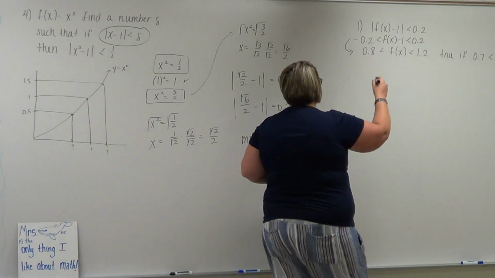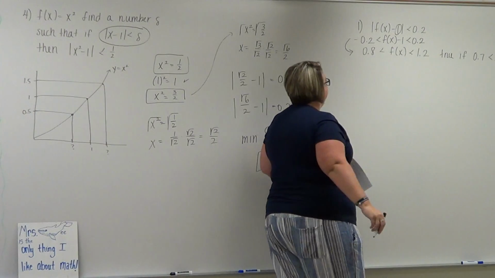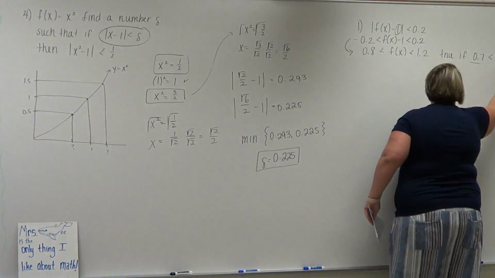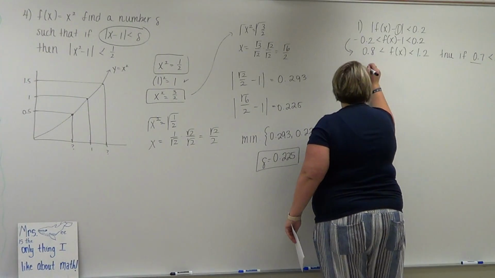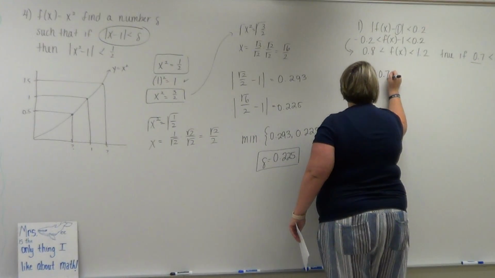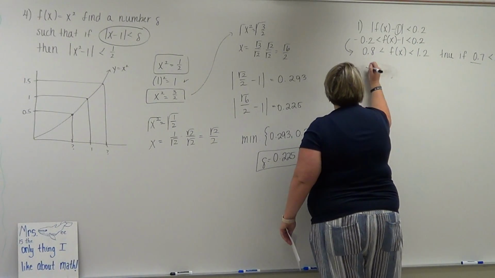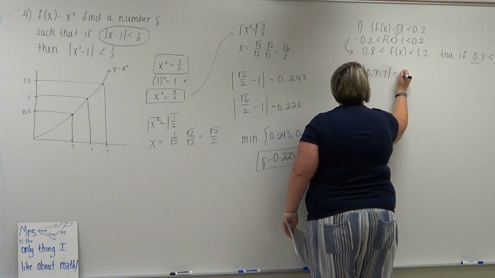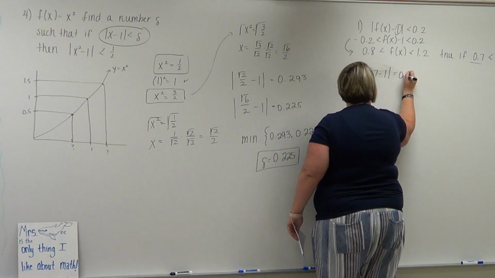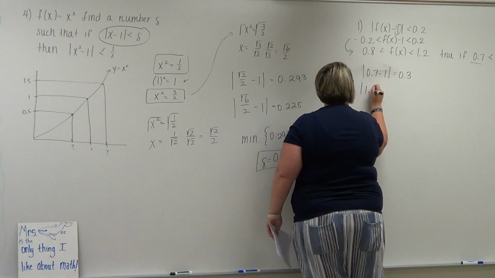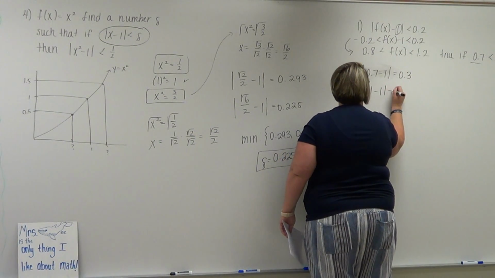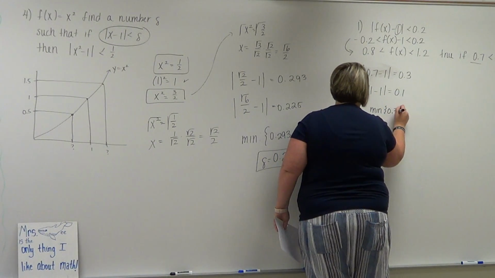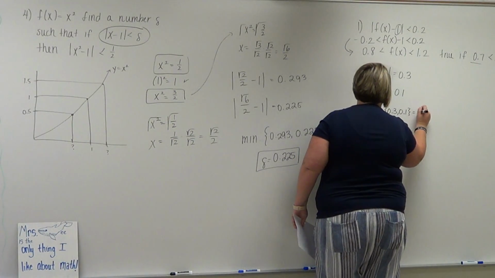So if this value was where the limit point was at 1, these are my two things that have to be true, then the absolute value of 1 minus, well, if I go consistent, f of x, so 0.7 minus 1, absolute value of that is 0.3. 1.1 minus 1, absolute value of that is 0.1, and you're gonna go with the minimum of those, which is 0.1.